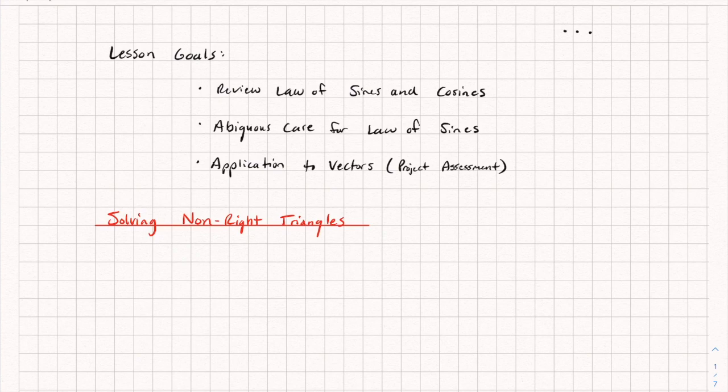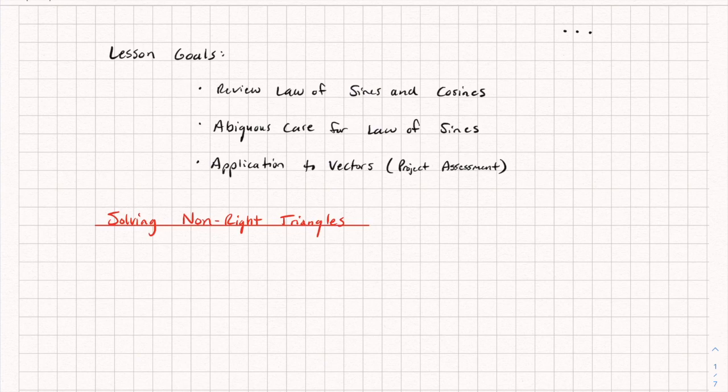Hello everyone, welcome to video 17. The focus of this video will be on the law of sines and the law of cosines. Both of these laws should be familiar from when you took geometry, where we looked at triangles in that class and then used sine and cosine basically there.